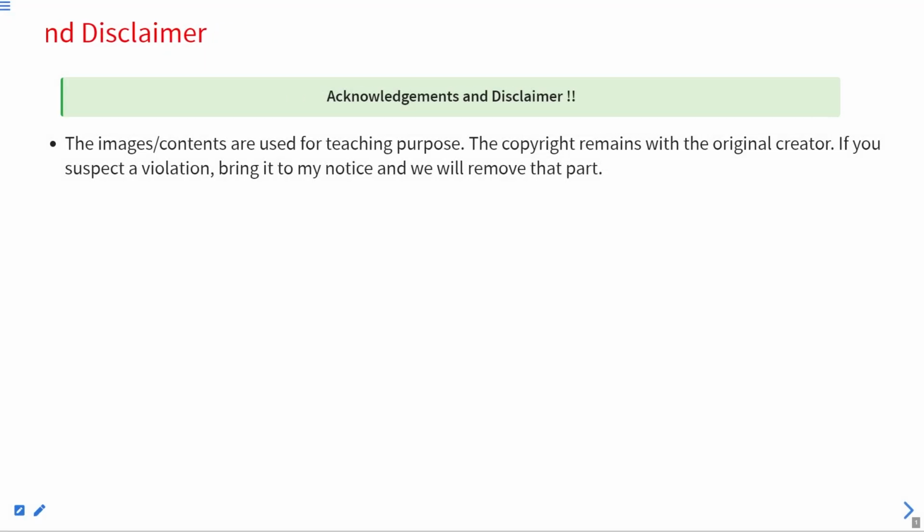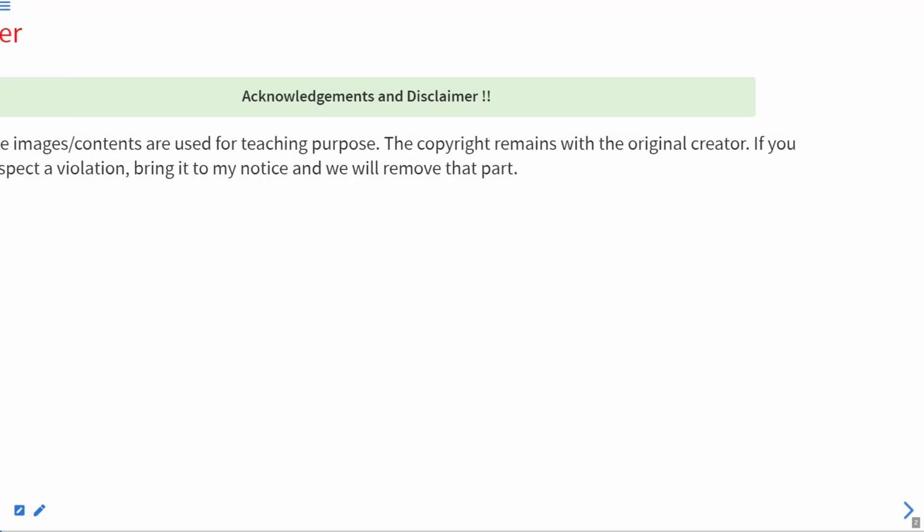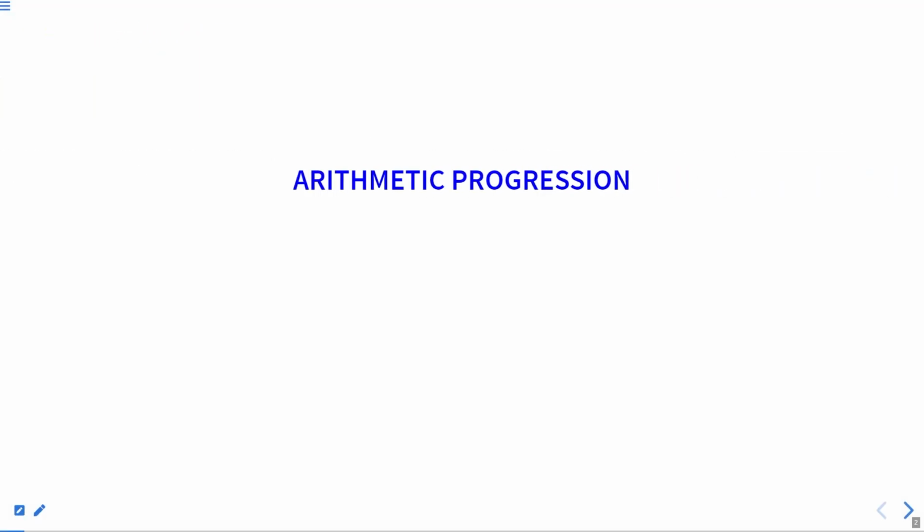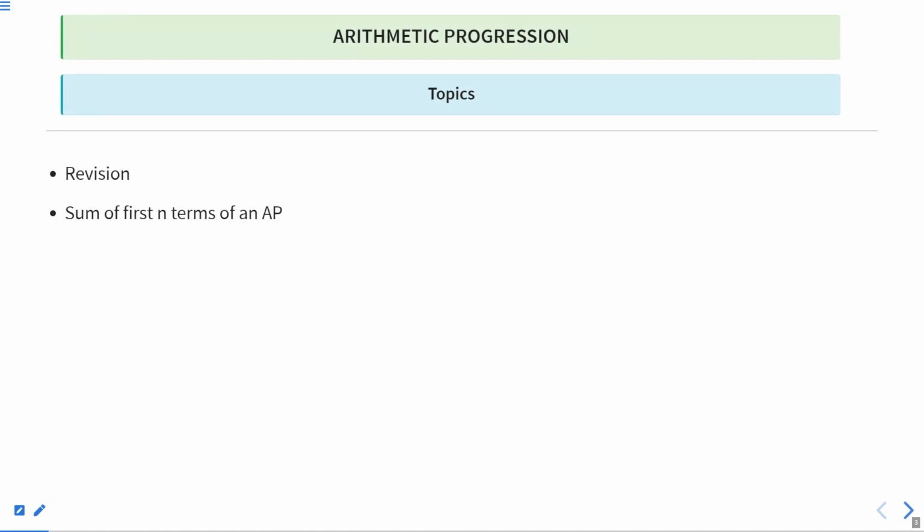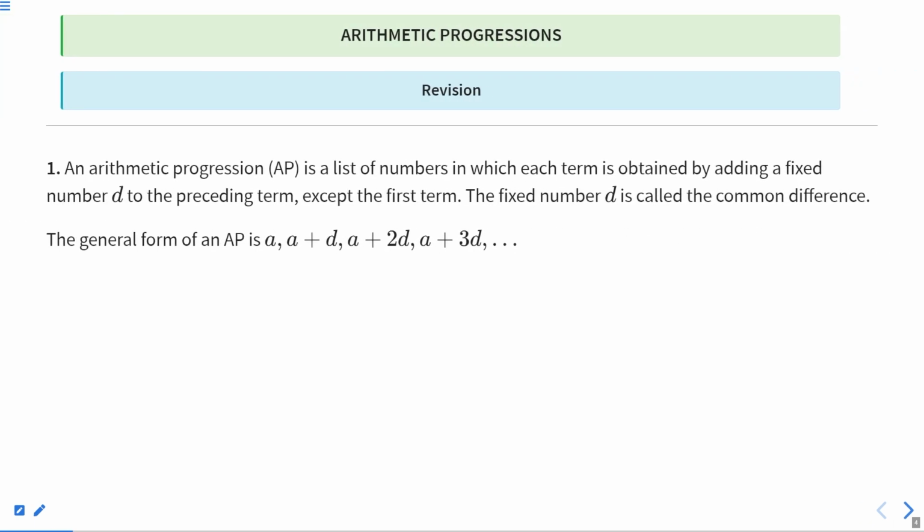Hello students, welcome to this lecture 1 on Arithmetic Progression. In this lecture we'll study the revision and sum of first n terms of an AP. First we will revise whatever was covered in our previous lecture, and then we'll discuss a new topic, sum of first n terms of an arithmetic progression. So let's get started.